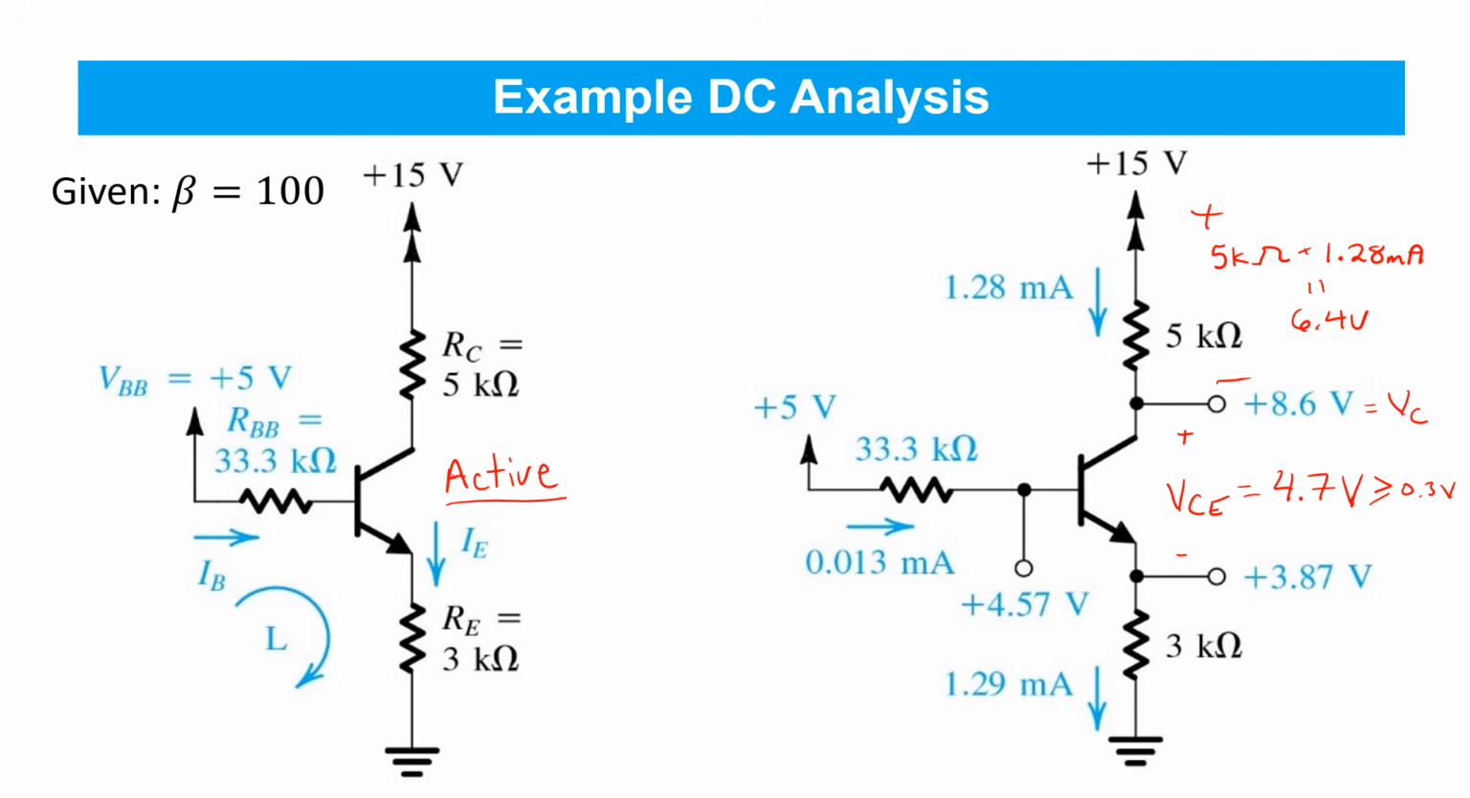So we validated our assumption, all's well, and we've correctly solved for all the bias voltages and currents in the circuit. So do some practice examples on your own, and hopefully you'll get comfortable with these techniques.